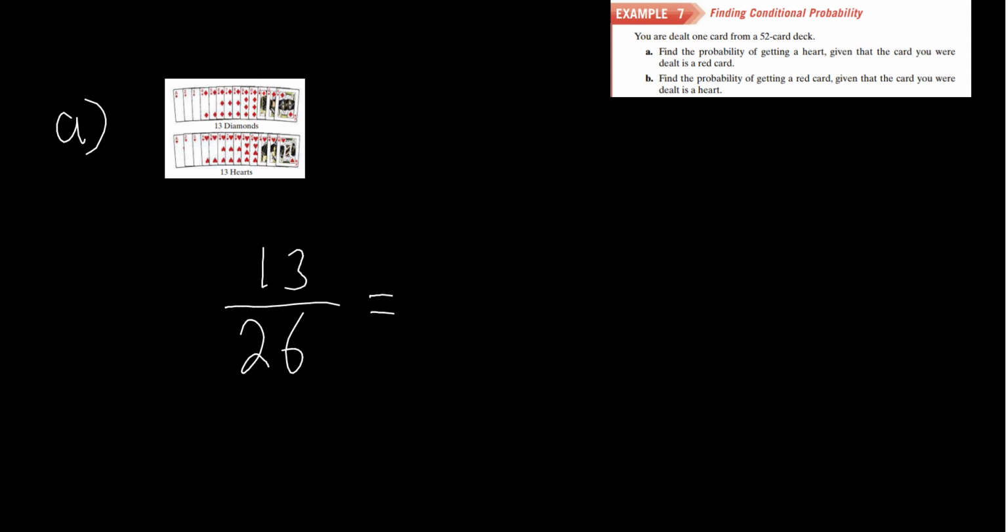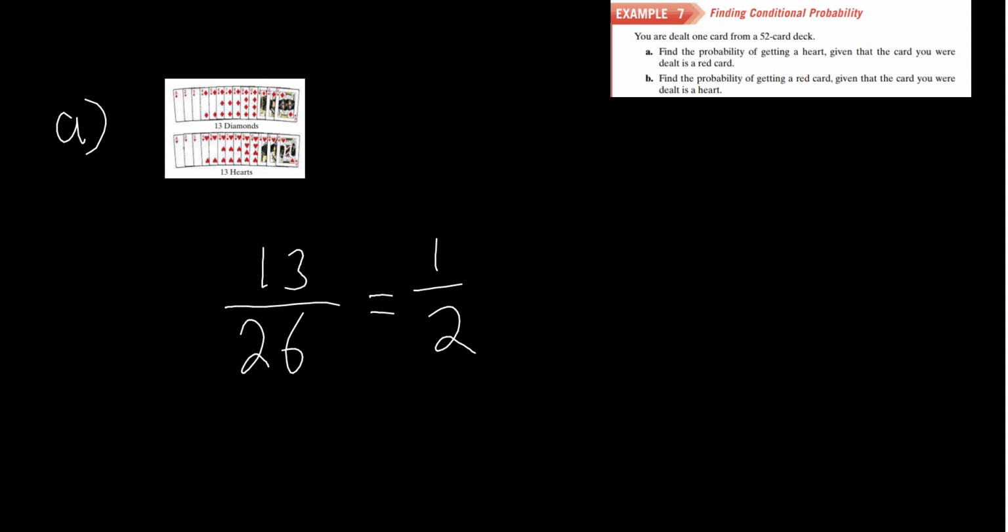So find the probability of getting a heart given that the card you were dealt is red. If I have a red card, what is the probability that the one I got is a heart? Looking here, there are 26 possible choices of getting a red card. Well, there are 13 possible choices of getting a heart of those red cards. So this is pretty easy arithmetic, just simply 1/2. If you're dealt a red card, the probability that it is a heart is exactly 1/2.